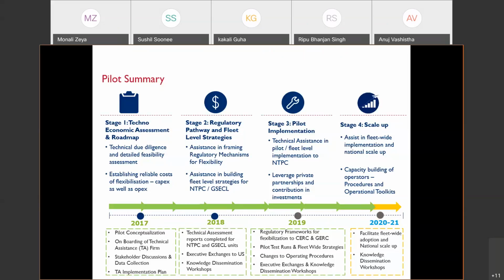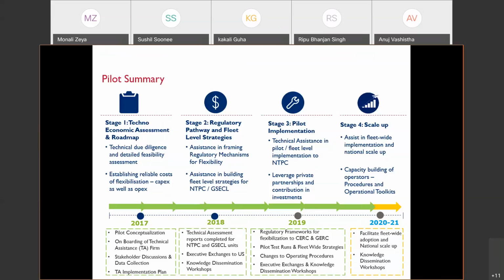Now, once we had identified and measured the damages that would be inflicted, the cost that would be attributable to those damages, it was time to look at whether our pilots would actually demonstrate a scale up for the 500 megawatt units for these utilities. And that essentially resulted in us preparing, or recommending, a fleet-wide strategy for NTPC as well as Gujarat.